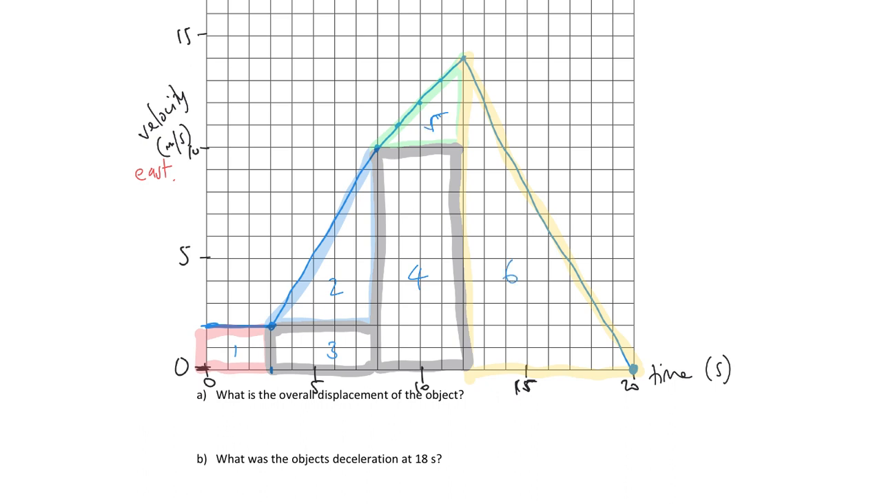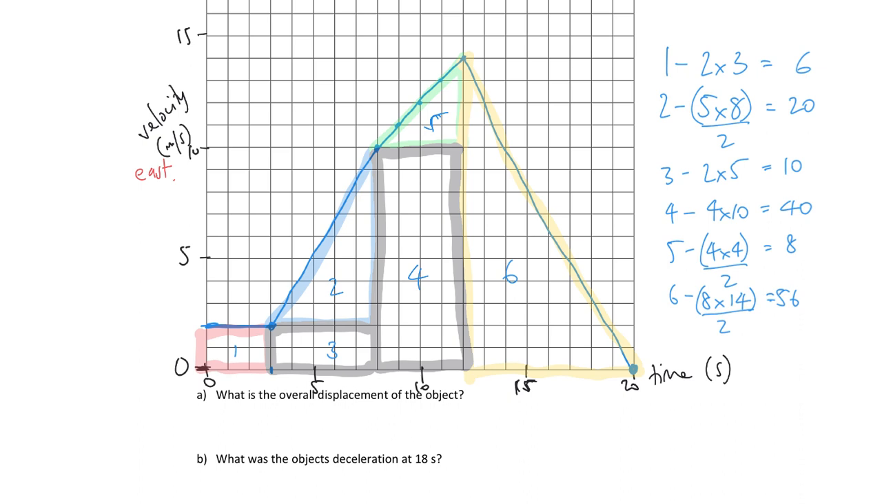All right, and that's how you would do it over here on the right. So you can go work out the area of each of those shapes there. The overall displacement is the total of those values. So that's 6 plus 20 plus 10 plus 40 plus 8 plus 56. That makes it 140 meters.